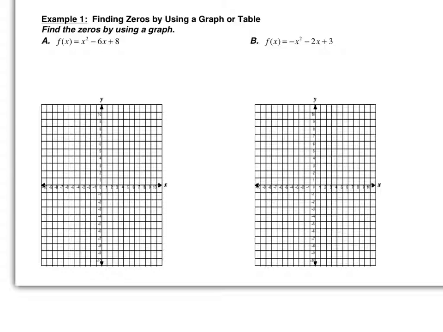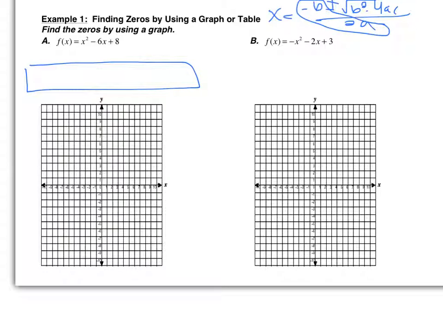If we have the function x squared minus 6x plus 8, we're going to find the zeros by using a graph or table. And what we're going to do is, in the quadratic formula, x equals negative b plus or minus the square root of b squared minus 4ac over 2a. What we notice is that negative b over 2a has something added to it and subtracted from it. And that's because the negative b over 2a is where it is symmetric, because we're going the same distance to the right and to the left. So we are going to use that to find the middle of our table.